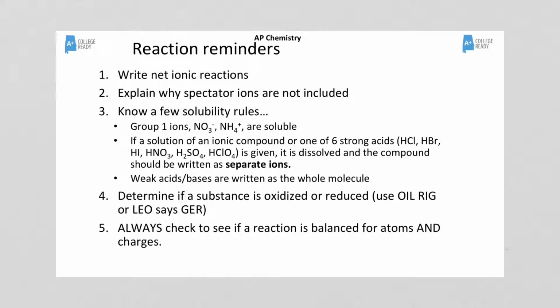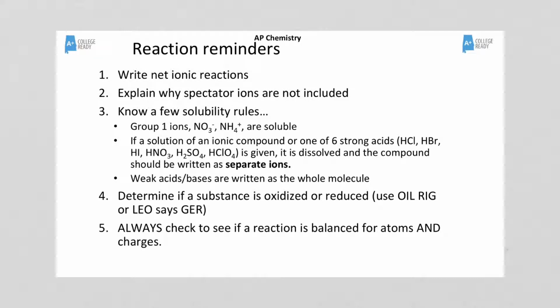Know your 6 strong acids. Anytime we'd write those in a reaction, since they are strong acids, they're strong electrolytes, we would write them as separate ions. So really only H plus from the strong acid would be in the reaction. Typically their conjugate base, their anion associated with that, would be a spectator typically. Weak acids and bases dissociate very little, so in a reaction we would always write them as a whole molecule.